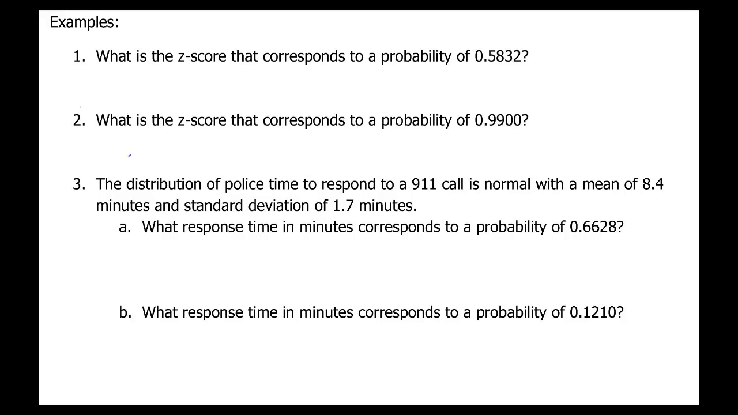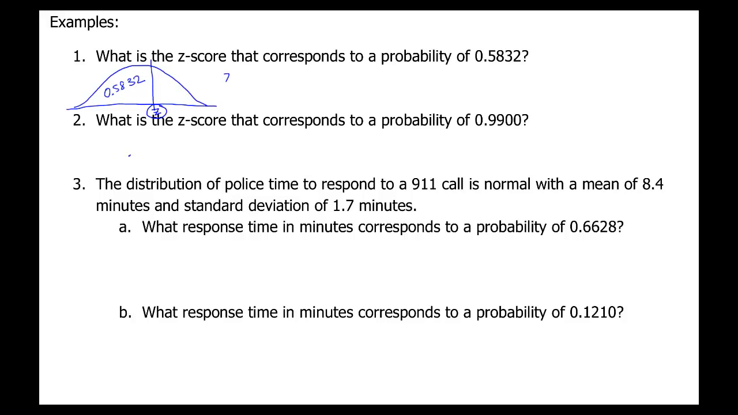Okay, first one, probability of 0.5832, and we want a z-score. So 0.5832 is a little over half. So I'm just going to draw a line that's a little over halfway, and remember, probabilities are always areas to the left, so 0.5832 is the area, and we want to know this z value right here on the axis. What you would have to do if you're using the table, again, is look through the whole table to find 0.5832, and then you'd get the z-score that corresponds to that.